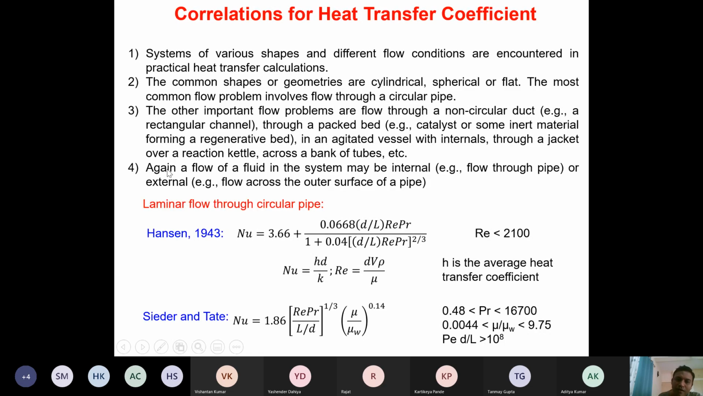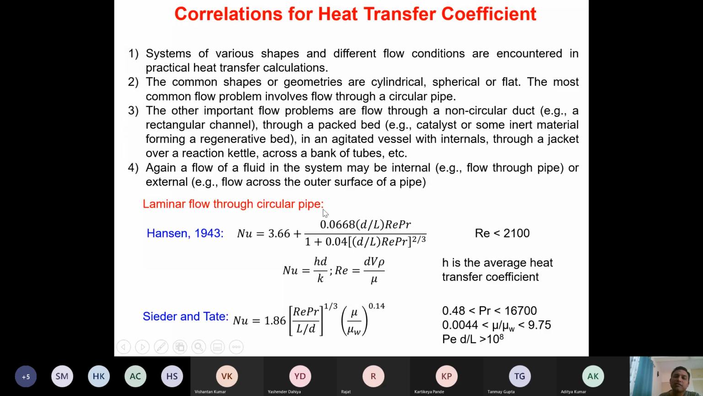Again, a flow of a fluid in a system may be internal. It could be flow inside the pipe. It could be flow across the pipe, across the cylinder, something like that. So flow inside or external, these types of situations are also present. Let us look at a very simple case, that is a laminar flow through a circular pipe.